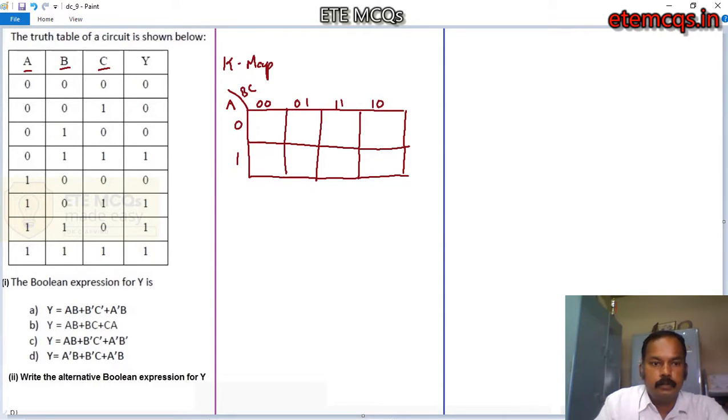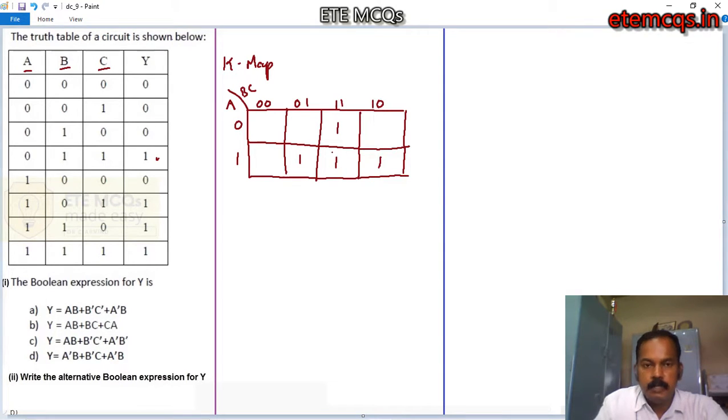So you can just notice the minterm that corresponds to 0, 1, 1 is 1. Next, for 1, 0, 1 it is again 1. For 1, 1, 0 it is 1. For 1, 1, 1 it is again 1.